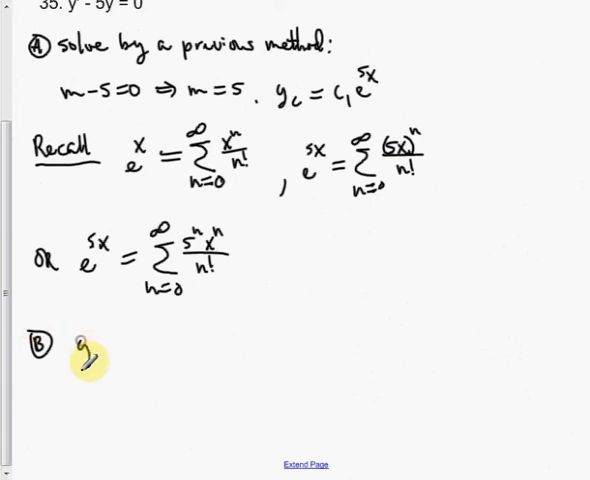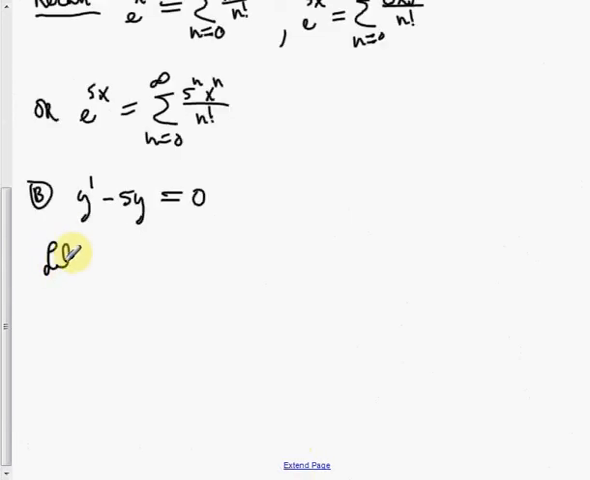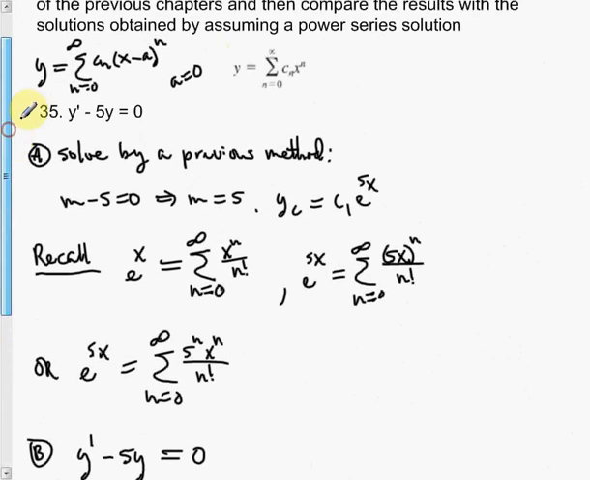So here we have the problem, y prime minus 5y is equal to 0. Here they tell us to assume that y is of the form, the summation as n goes from 0 to infinity of c sub n times x to the n. That's what's assumed in the beginning.